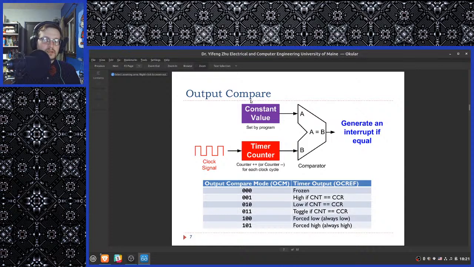So we have some constant value in CCR which has been loaded by the programmer. It's been configured by the programmer. And you have the counter, which is constantly ticking up. Once that counter reaches the specified value, it sends a signal, which can be interpreted as an interrupt. It's up to you what you do with that signal, but a useful thing to do with it is to trigger a software interrupt.